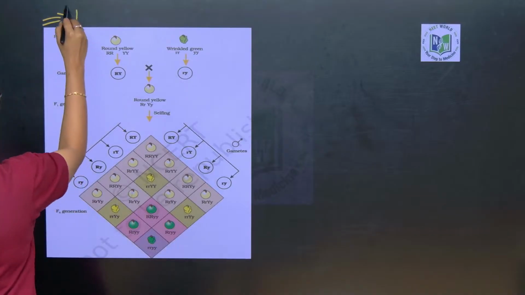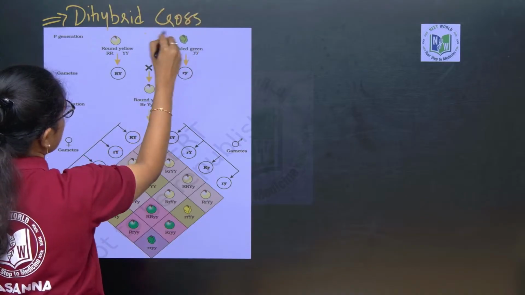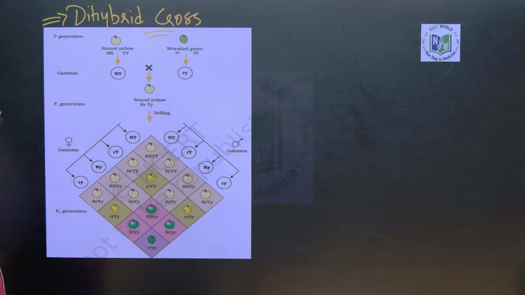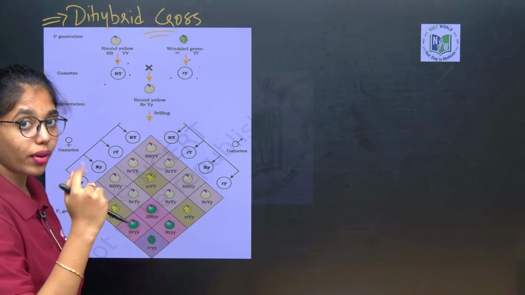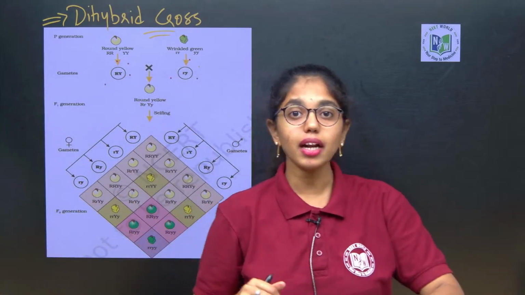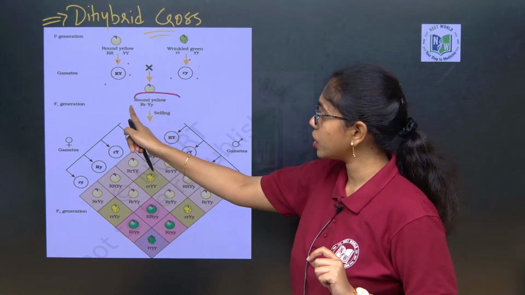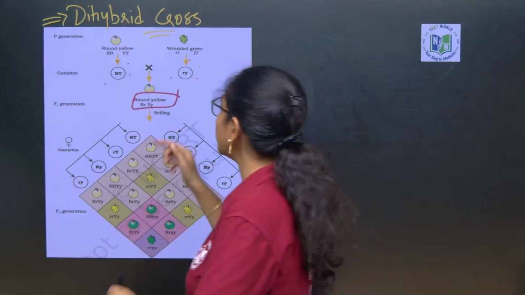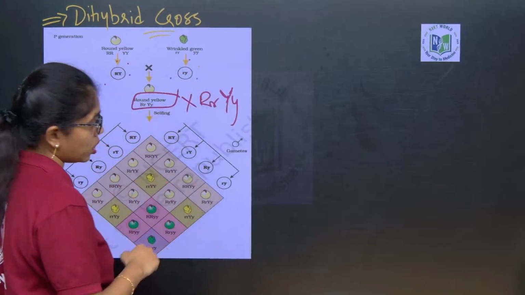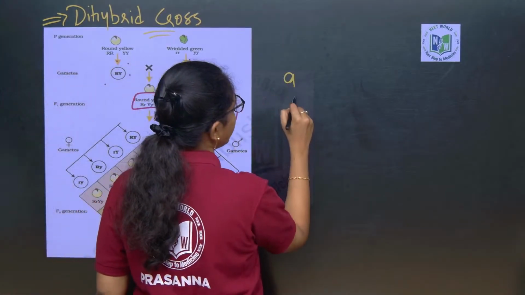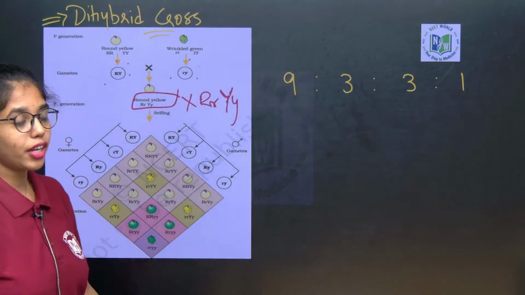Then it comes to dihybrid cross. Here in the dihybrid cross, if you see, the parents are homozygous dominant and homozygous recessive, where two traits are taken, that is seed color and seed shape. In the F2 generation, after selfing of the F1 generation, that is heterozygous dominant, on self fertilization, we will get the phenotypic ratio 9:3:3:1.